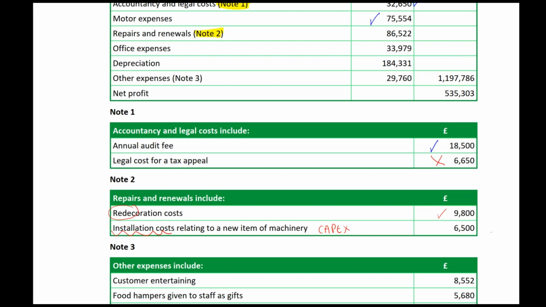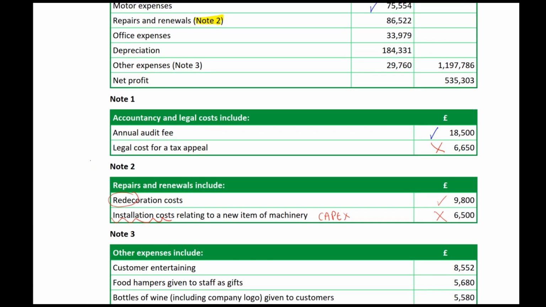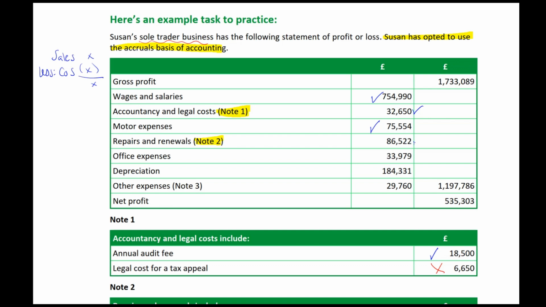So the installation costs would be capital expenditure. So they would not be allowable against profit. They needed to be included on the statement of financial position as part of the cost of the asset and potentially get capital allowances. So 6,500 for the new machinery needs to be added back. So the decorating, no adjustment needed, but installation of machine, add it back. That's that one done. Office expenses, no notes, so I've got to assume it's fine.